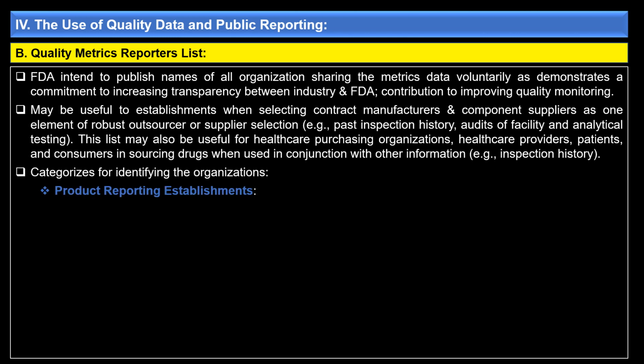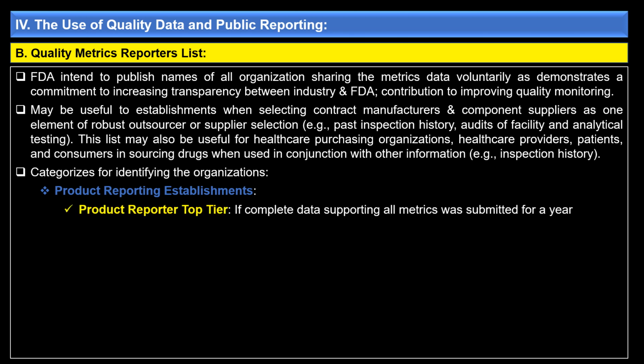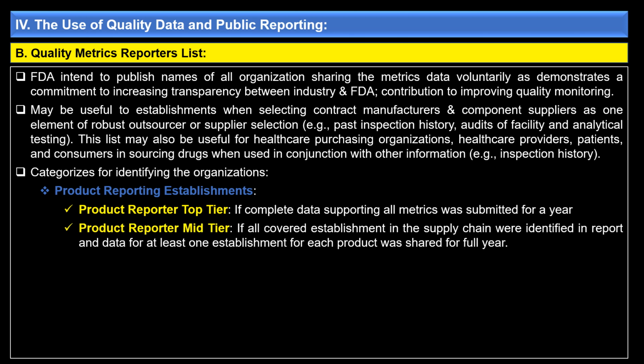Categories for identifying the organizations. For product reporting establishments, we have seen that one centralized agency will submit the product report. So, product reporter top tier will be one reporting category. If complete data supporting all metrics was submitted for a particular product by the central agency for a year, that is, if there are 10 manufacturing establishments identified in the supply chain for that product and data is available for all 10 organizations, then that product is a top tier product reporter.